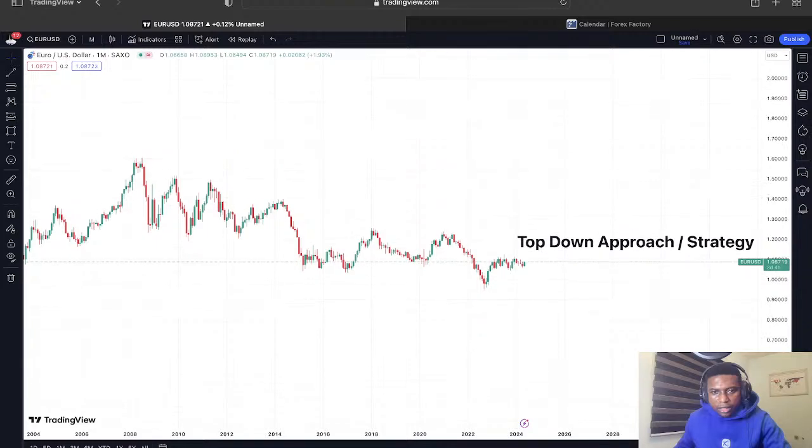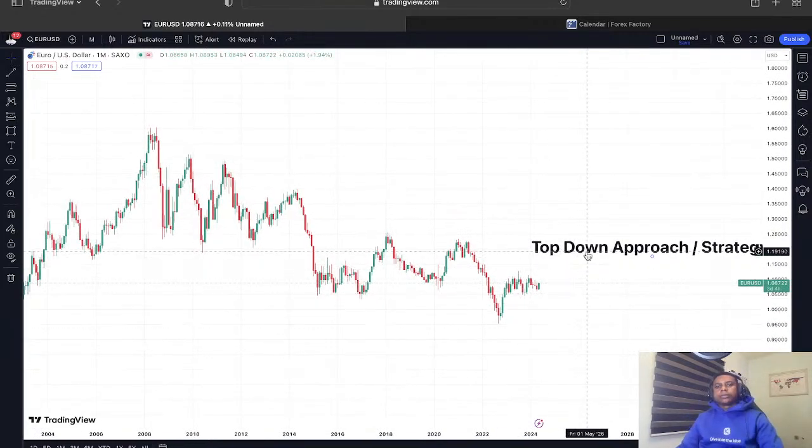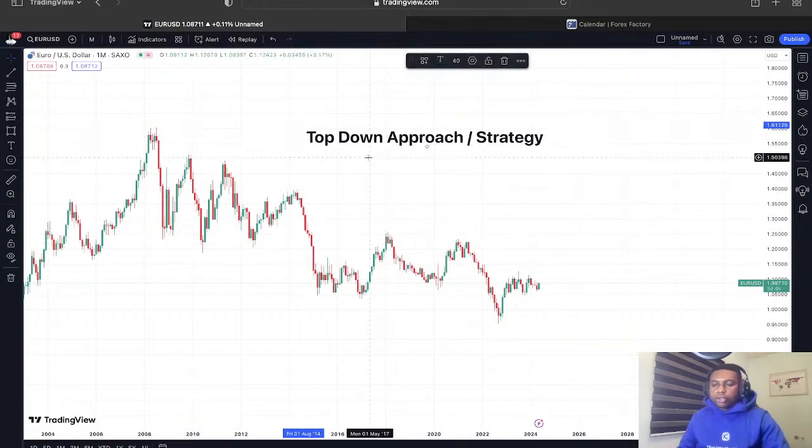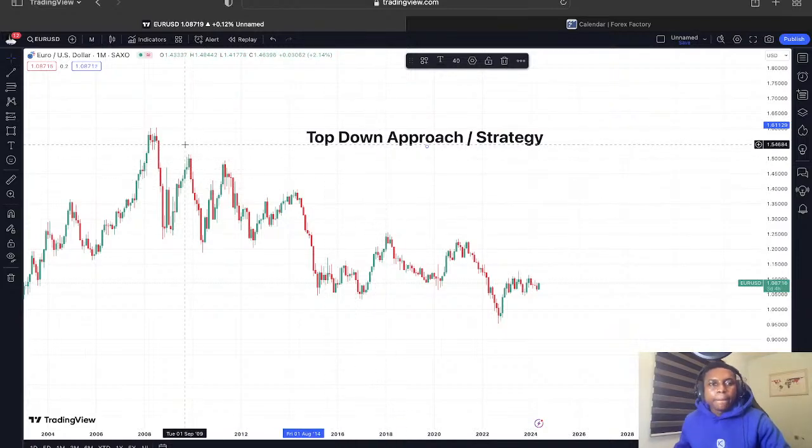Can you see that? Okay, awesome. Also, we'll do a comparative analysis looking at the dollar index. All right, but for now, let's start with looking into the Euro USD.